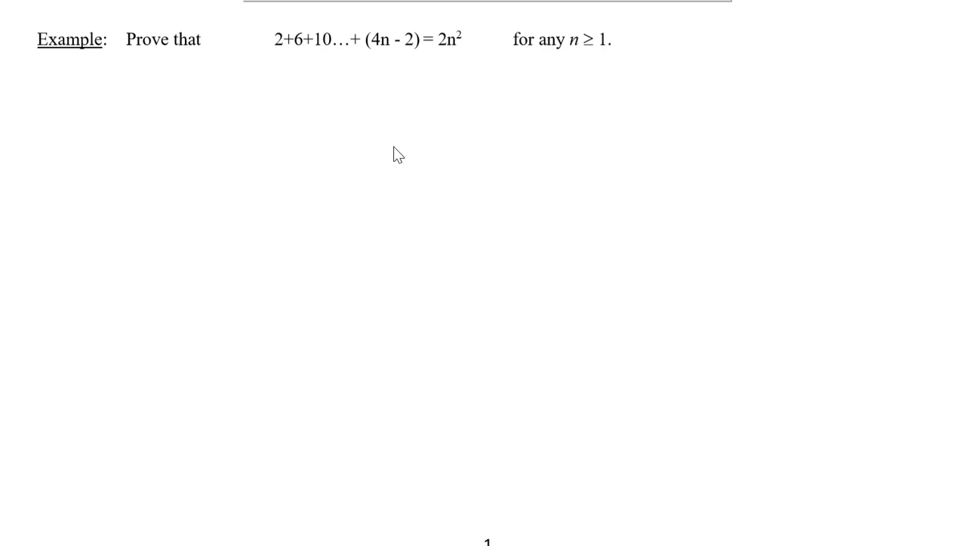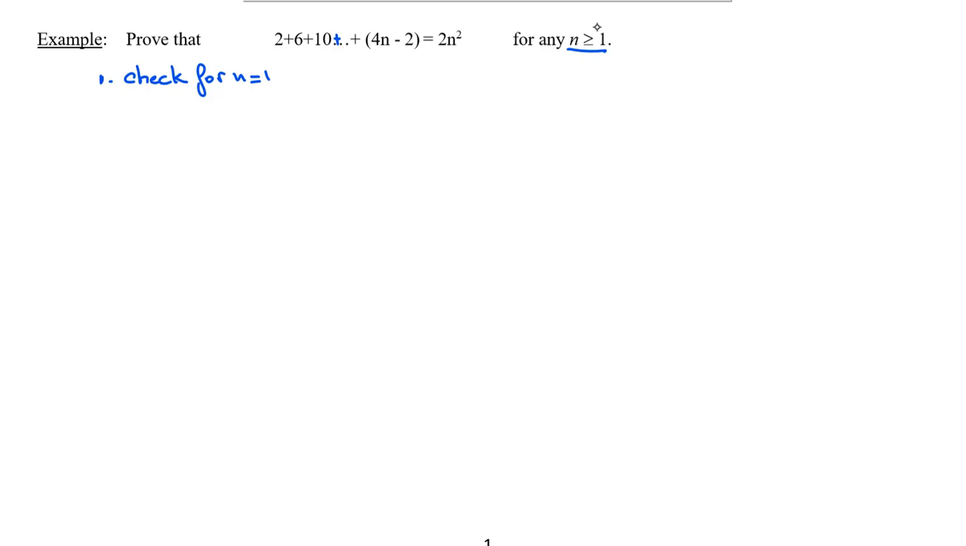So it says prove that 2 plus 6 plus 10 up to 4n minus 2 is equal to 2n squared for any n greater or equal to 1. So the first thing is, this is the first principle of mathematical induction when I'm dealing with an equal sign. Okay? So the first thing I do, 3 simple steps, I'm gonna check for n equal 1. Because that's the smallest n, that's the base one. The base case is n equal to 1.